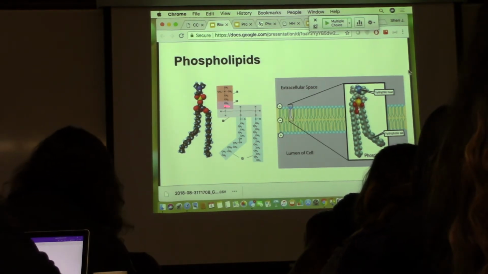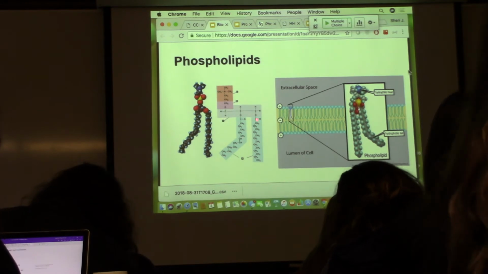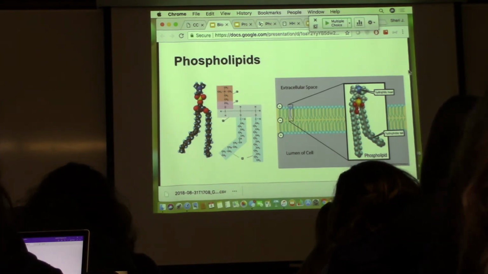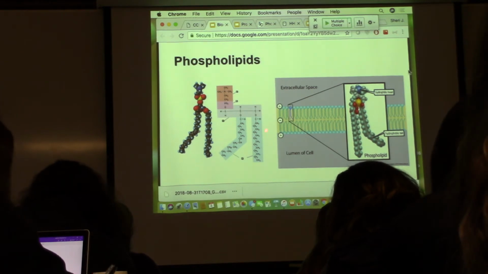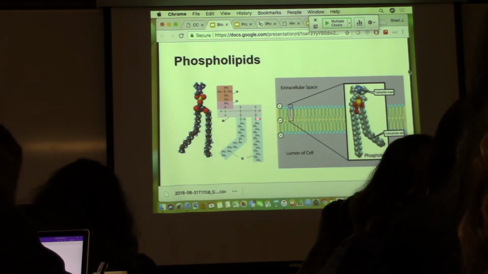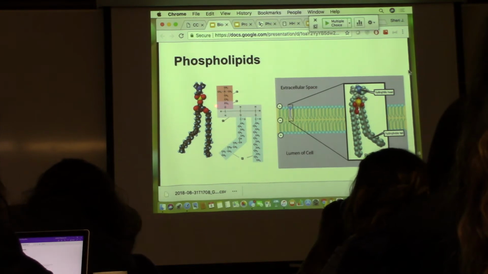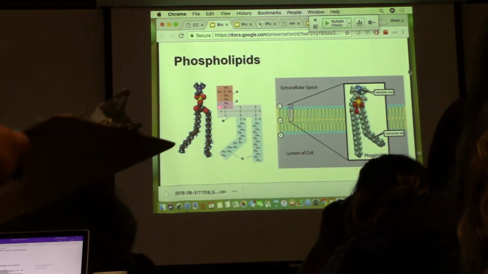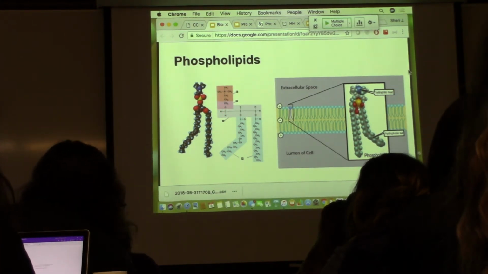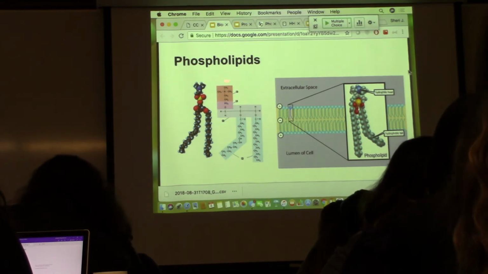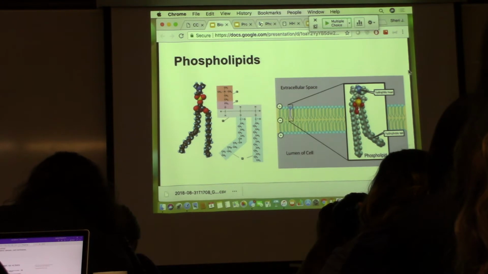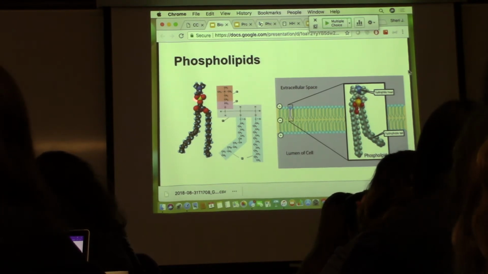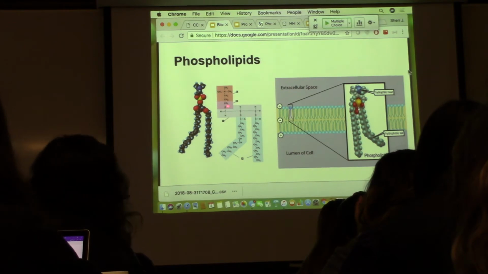Here's our glycerol molecule, and they have two fatty acids, so it's not a triglyceride. Usually one of them is unsaturated and the other one's saturated. And then on the third carbon, where you would normally have a fatty acid in a triglyceride, you have a phosphate group. It's actually more complicated, but it has phosphate and some other structures to it. And this ends up being very charged. This is a charged molecule.